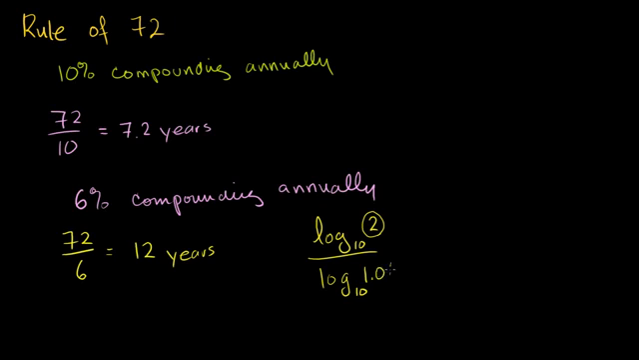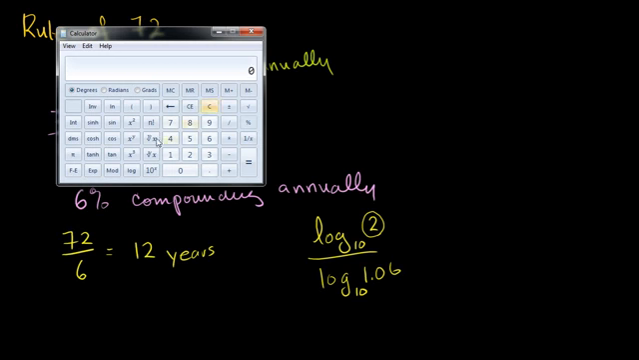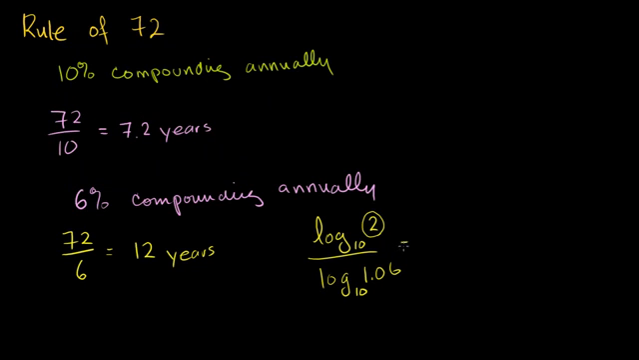So you can already see it's a little bit more difficult. Get our calculator out. So we have 2 log of that divided by 1.06 log of that is equal to 11.89. So about 11.9. So when you do all the fancy math, we got 11.9. So once again, you see, this is a pretty good approximation.